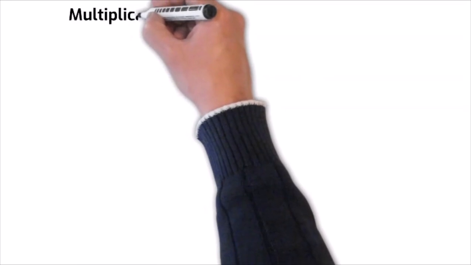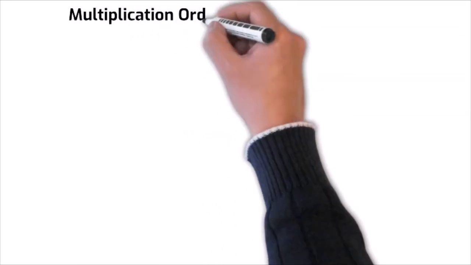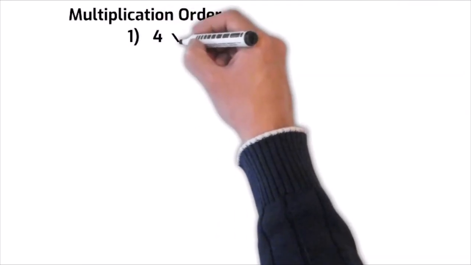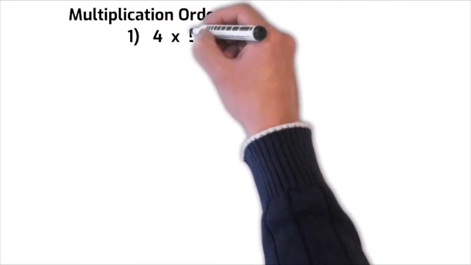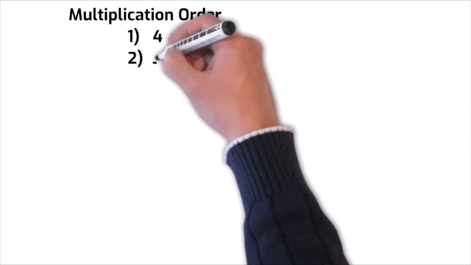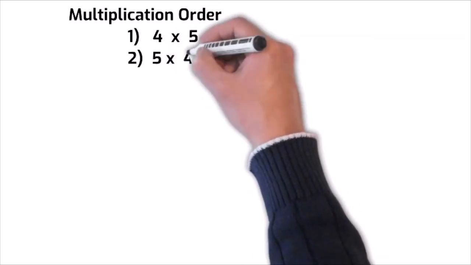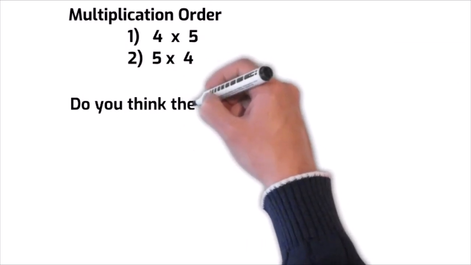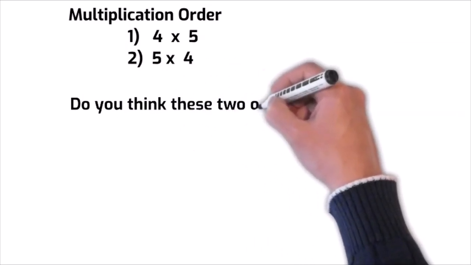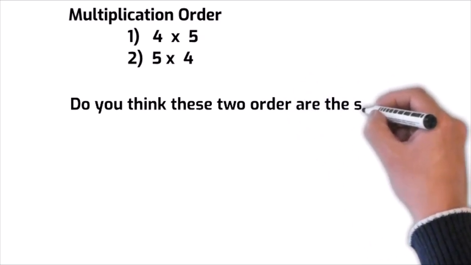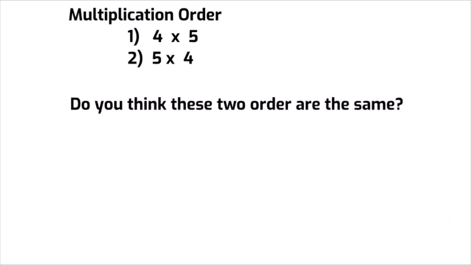Let's now look at multiplication order. Take a look at these two orders. 4 times 5 and 5 times 4. Do you think these two orders are the same? Let's find out.